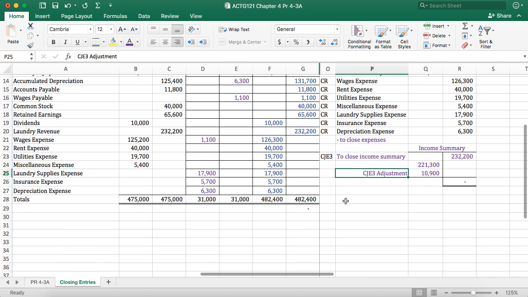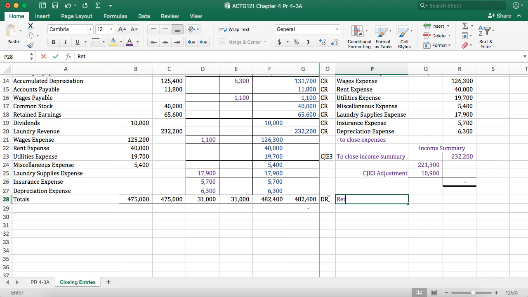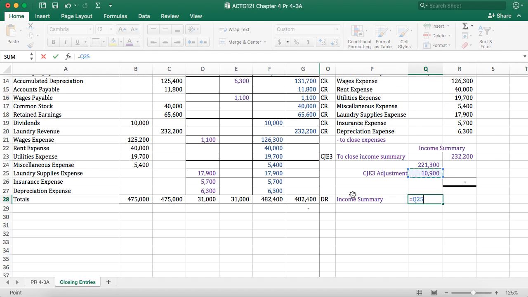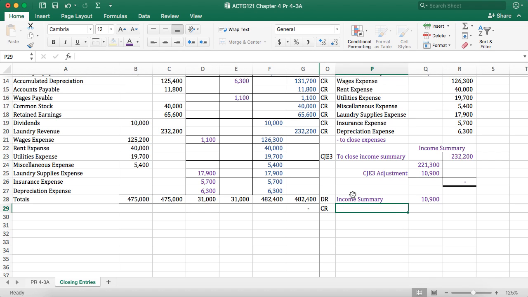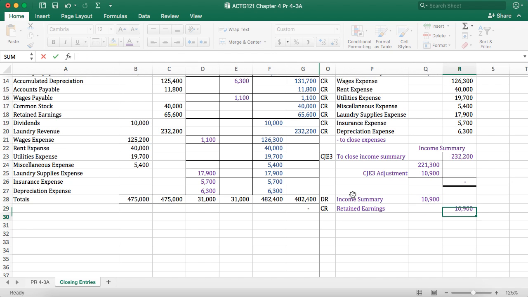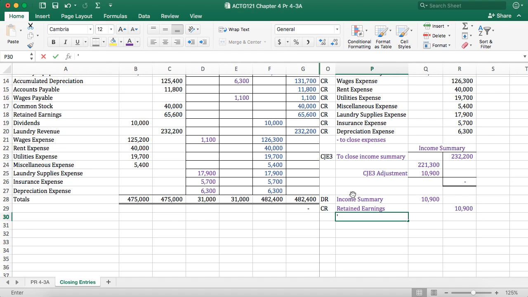So I'm going to show you that journal entry. It's going to be a debit to income summary, here's the debit amount, and it's going to be that dollar amount, $10,900. And then a credit to retained earnings, $10,900. And that's closing income summary.